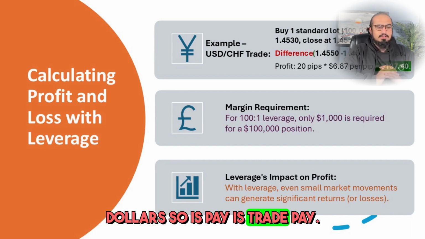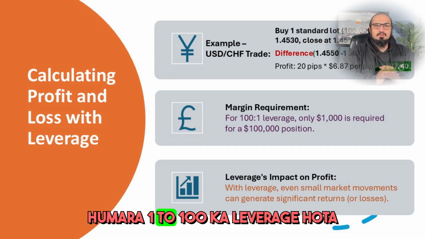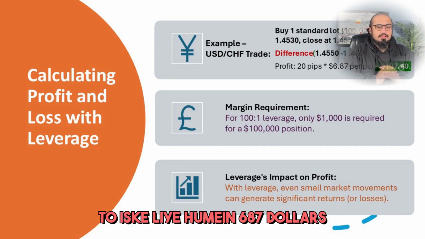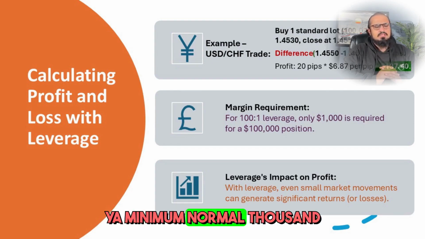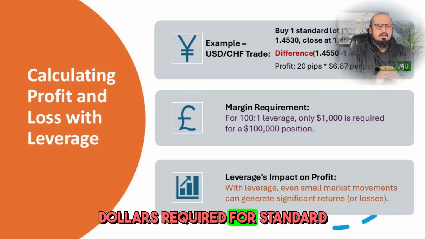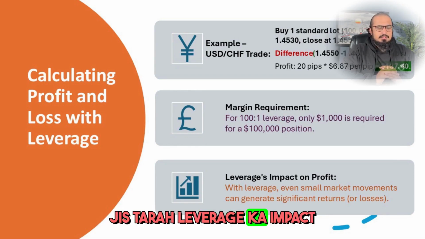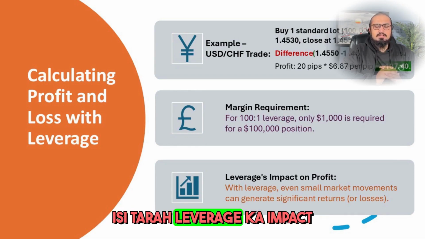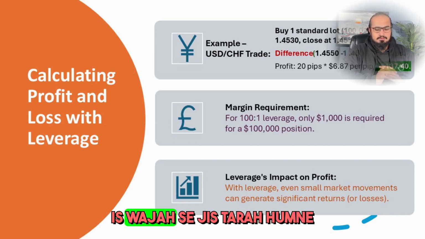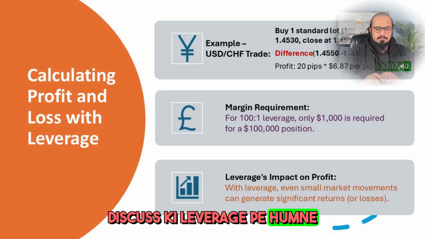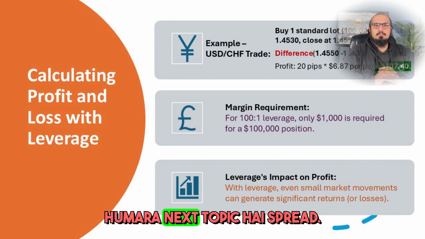If we multiply, we will get a profit of $37.40. So on this spread, if our leverage was 1 to 100, then we would need $387 or a minimum of $1,000 required for one standard lot. Just as leverage impacts profit, leverage also impacts loss. Because of this, as we discussed, we need to keep a close eye on leverage.